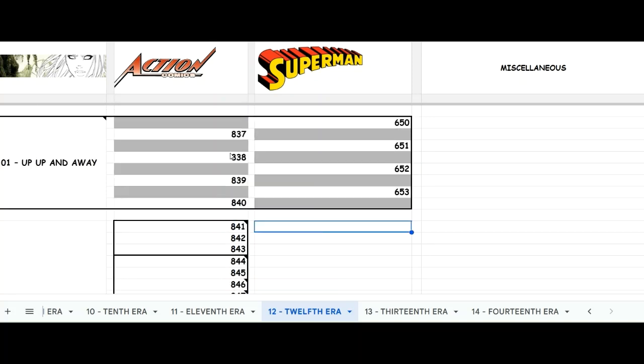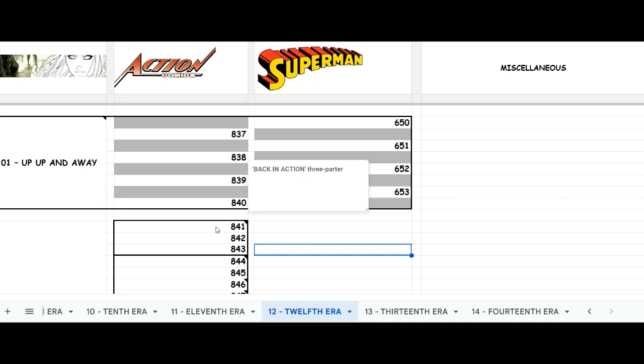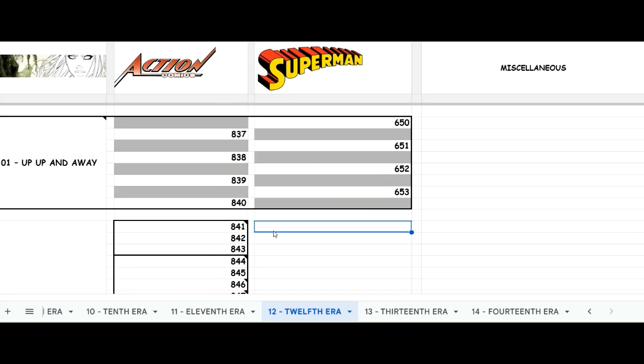They don't interweave as tightly as Up, Up and Away does. So, in that sense, and this is purely my recommendation, having read every single page of every single issue we're talking about, I'd recommend reading it in this order. So, to start off with, we have Action Comics 841 to 843.